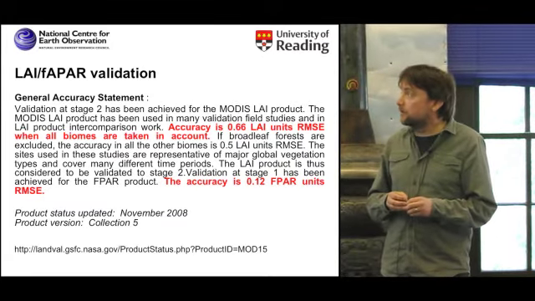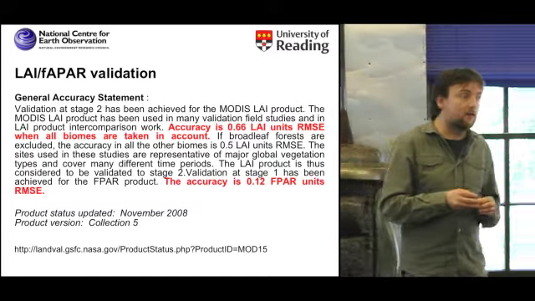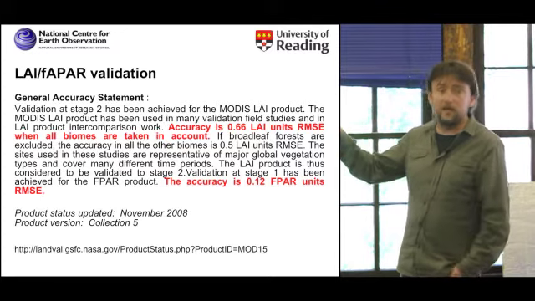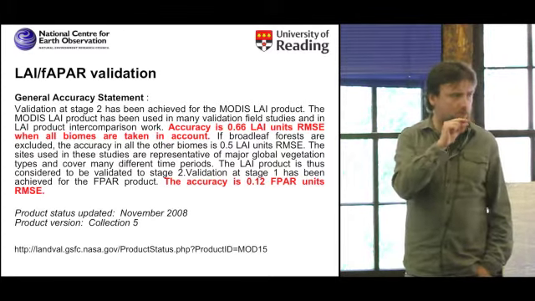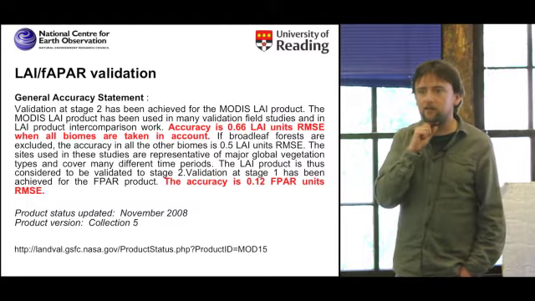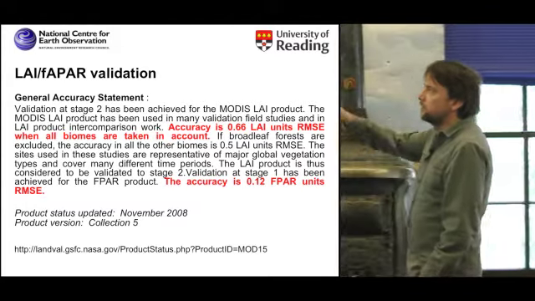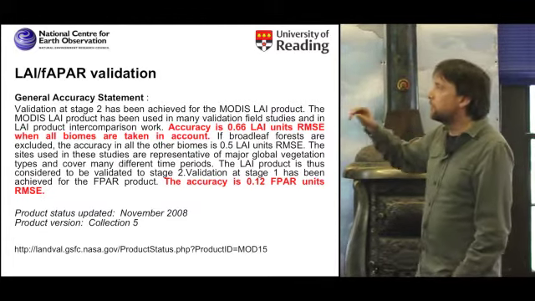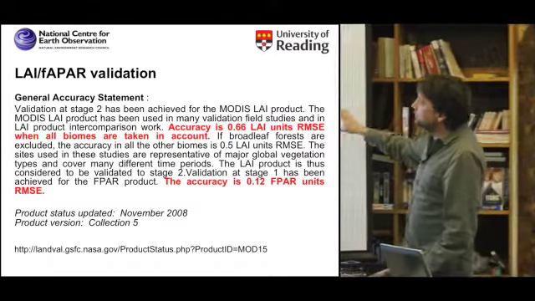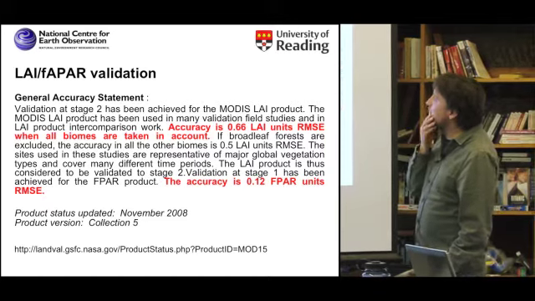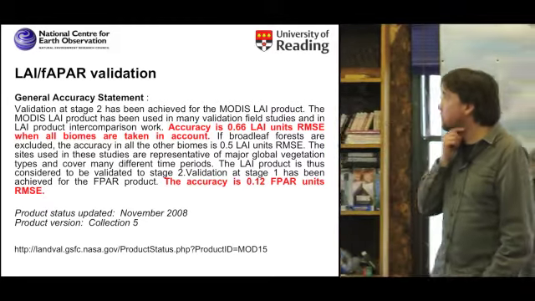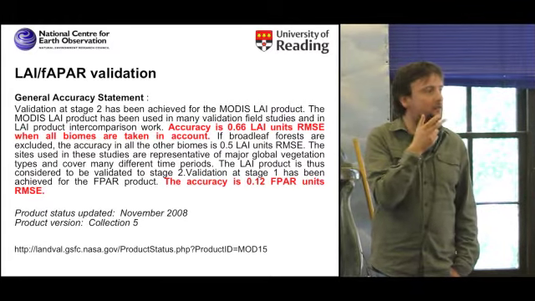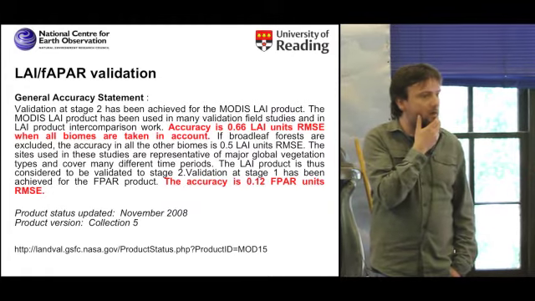But there's been quite a lot of effort devoted to understanding what those uncertainties are like. And this is, I think, the most up-to-date information we have. Official line. There are lots and lots of papers on the validation of these products out there. You go onto Google Scholar, type in MODIS LAI accuracy or something like that, and you'll get a whole bunch of papers. But the official line, and I'm fairly sure this is the most up-to-date one, is that the accuracy is about 0.66 LAI units, RMSE, when all biomes are taken into account. So that's like the average error across all biomes.